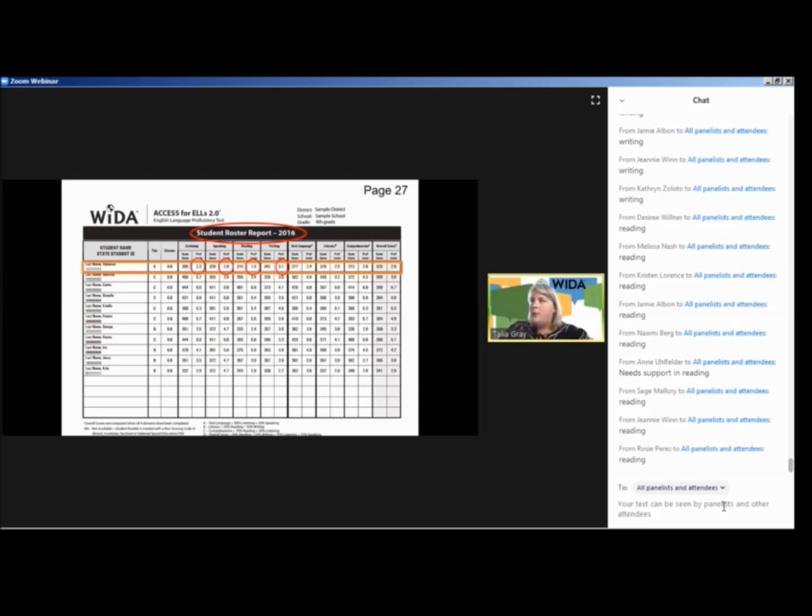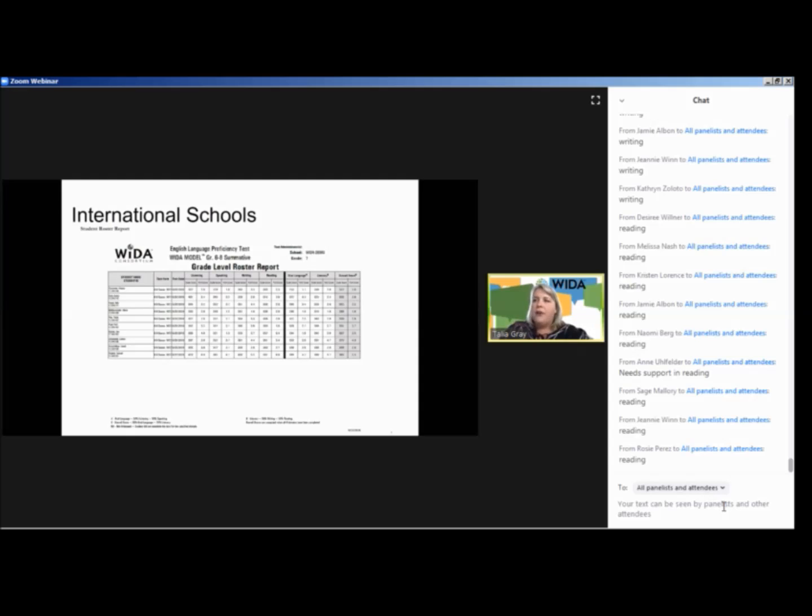So that's on page 27. And then for international schools, your roster, your grade level roster is going to look like this. Now, this is very similar to the Access for ELs, but it's a little different. So you can see here, if we are looking at the first student, it looks like he has, oh gosh, my old eyes can't see, 2.8 overall score, I believe that says. And his domain scores are different as well.